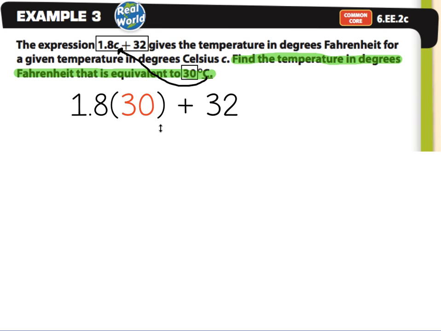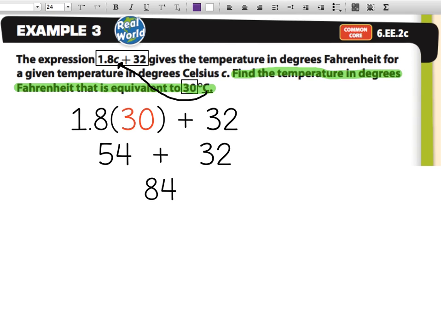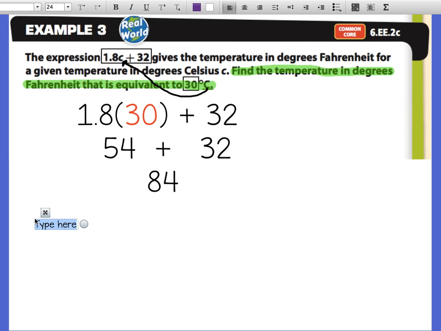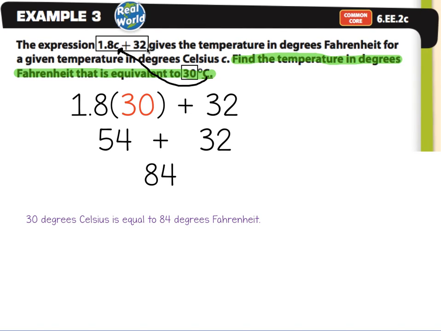My first step is to multiply 1 8/10 times 30, which gives me 54. I add 54 plus 32, and I get 84. So my answer in this case is that 30 degrees Celsius is equal to 84 degrees Fahrenheit. All right, so when they give you the expression, all you have to do is find the correct number and plug it into your expression and find your answer.